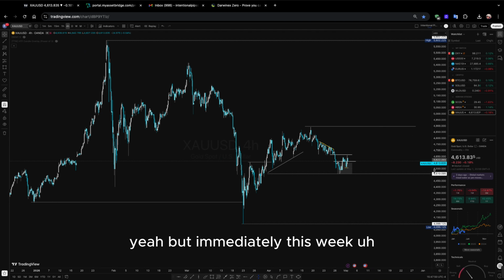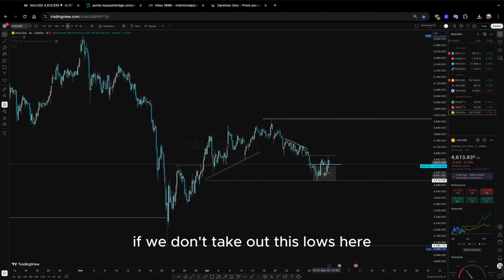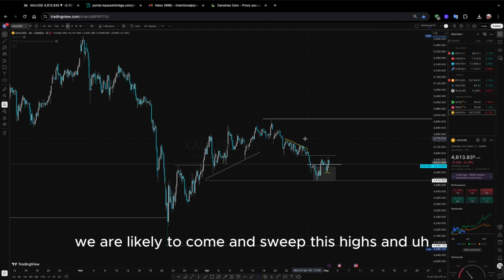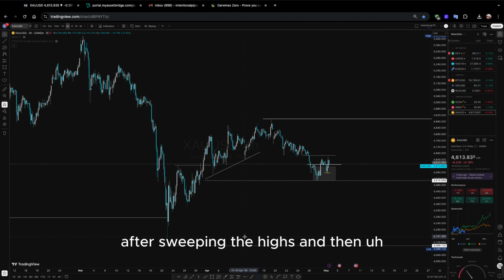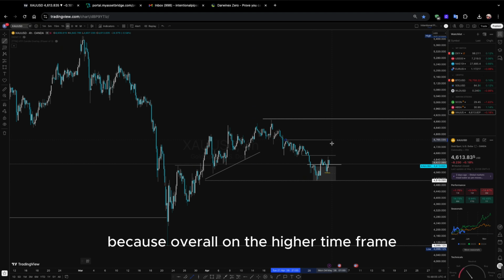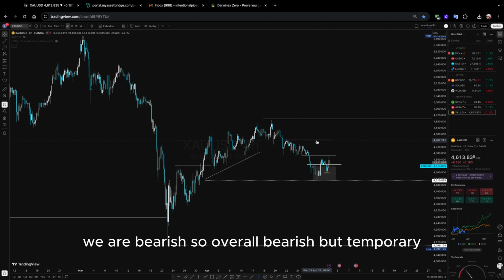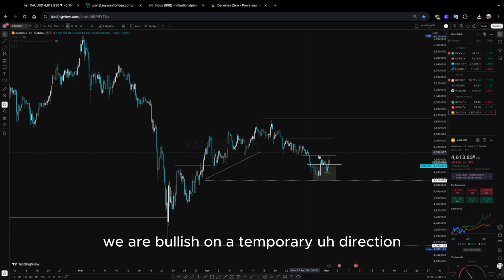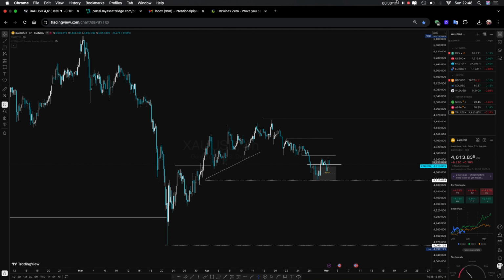Yeah, but immediately this week, if we don't take out these lows here, we are likely to come and sweep these highs, and after sweeping the highs, go down to clear the lows, because overall on the higher time frame we are bearish. So overall bearish, but temporarily we are bullish in the short term. So that is my analysis for gold. I'll see you in the next video.